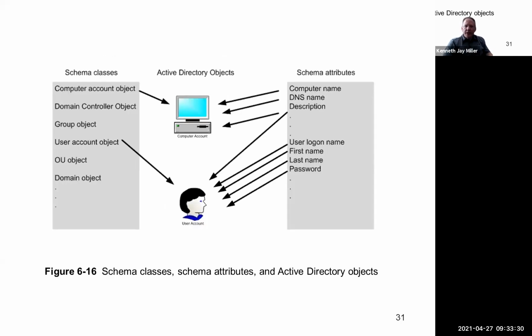So here we have the classes of the schema: the computer account, the domain controller, the group, the user, the OU, and the domain object. And certain things will refer to the computer account and others will refer to the user account. So if you recall, when we had to modify the group policy or the policy for the LAN Manager workstation that we did last week, that was an attribute of the user account.